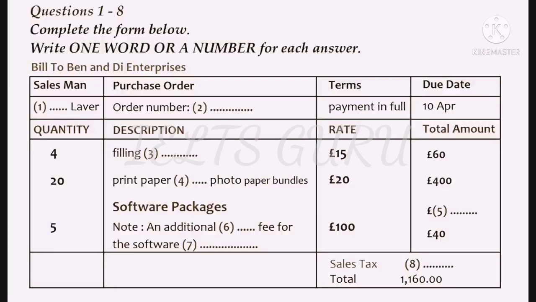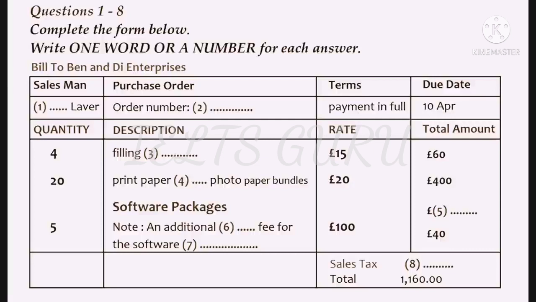Your order number is 6589B521. You're paying in full, is that right? Yes. Okay. Today's the 4th of April, so we'll put a due date of the 10th on there. Now, do you remember your order details? Yes. First there was the filing cabinets. Of course, for a rate of £15 each. Didn't you order print paper as well? Yes, we're taking 20 glossy photo paper bundles.